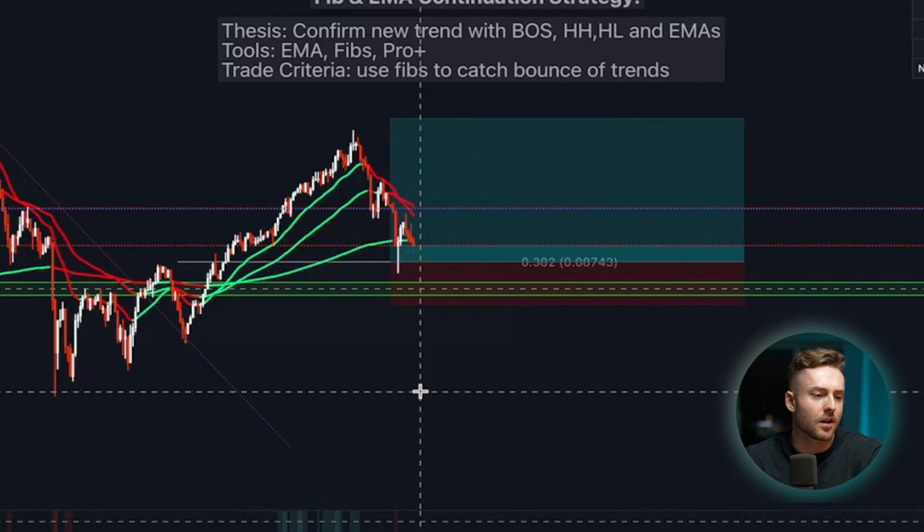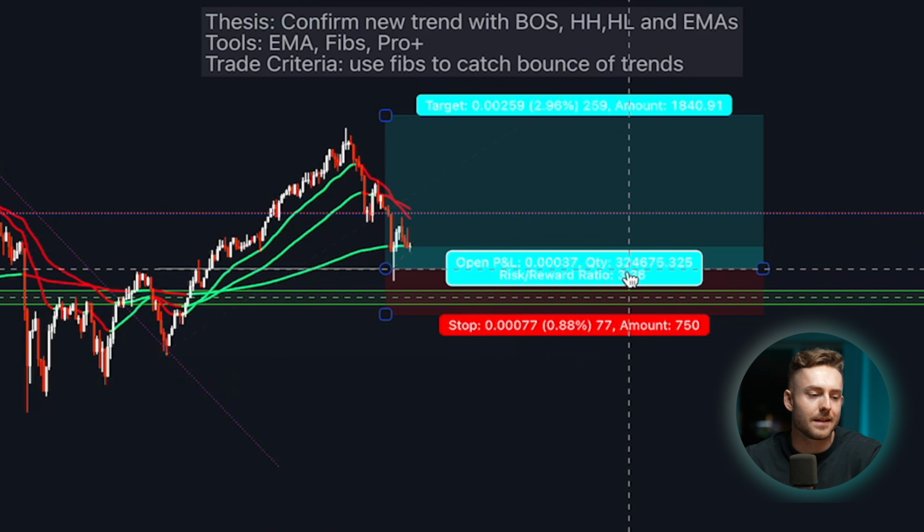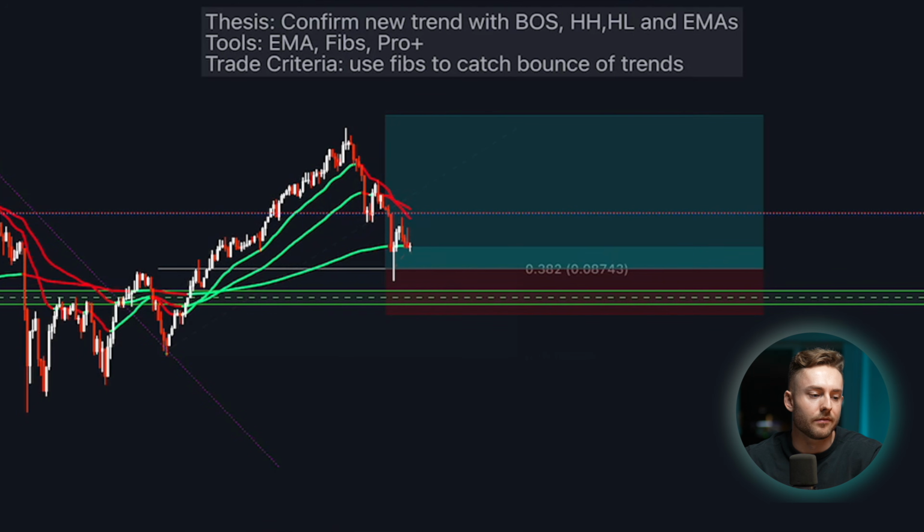Okay, so you can see price comes down into this region at the 38.2 level and got a price bounce off of that exact zone.